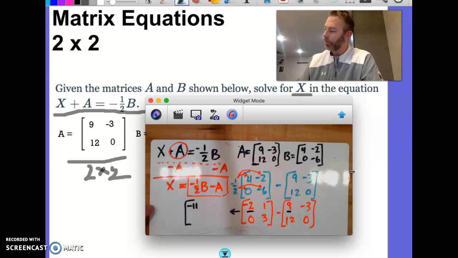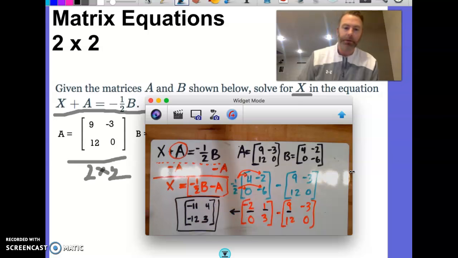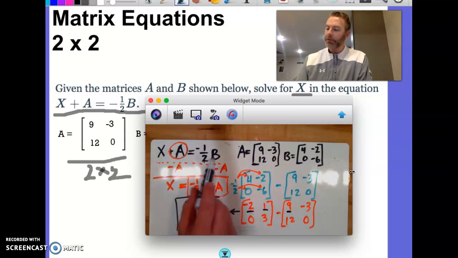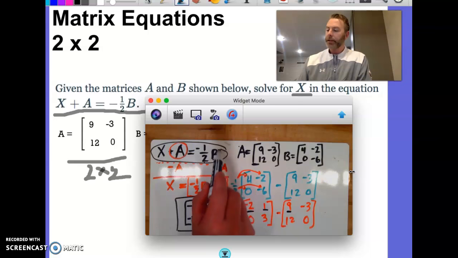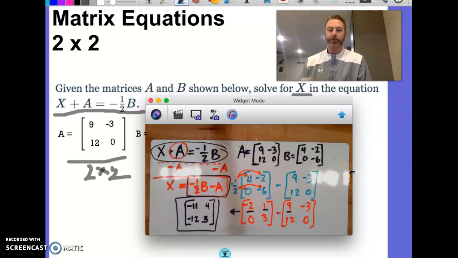-11, and then 1 minus a -3. All right, so that's actually 4. 1 minus a -3. Be careful there. 0 minus 12. And then 3 minus 0. There we go. Okay, so we're using this idea on how we solve an equation algebraically. We write it out. Once we write it out, then we simplify using those two defined matrices.